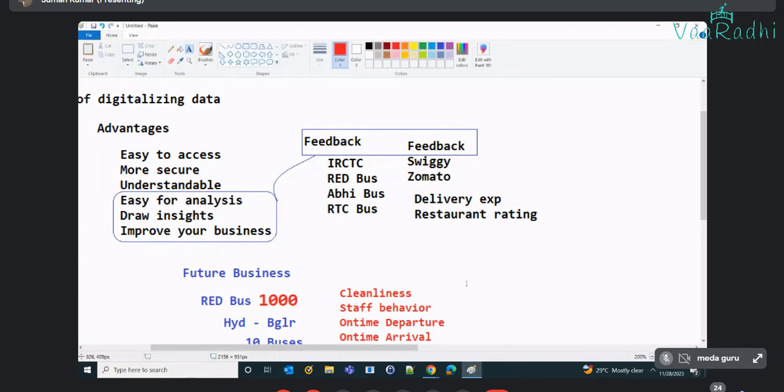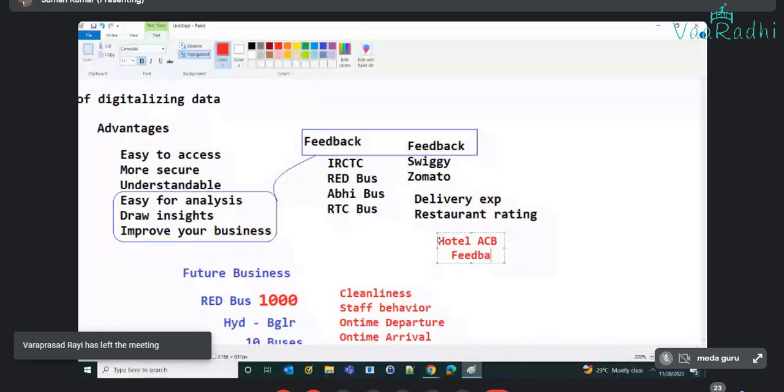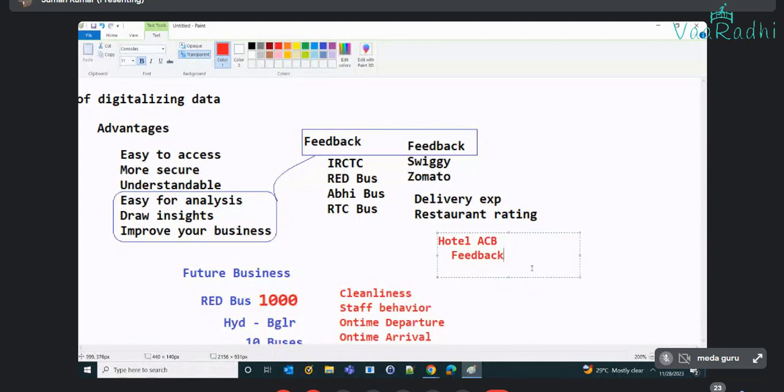So I'll say, okay, I have ordered food for a total of ABC. I'll give feedback this way: delivery experience, restaurant rating, tastiness, and delivery boy behavior, something like this. Whether he was able to reach the address comfortably, or I needed to guide him over a call. Like this, all these parameters, on time delivery, everything.